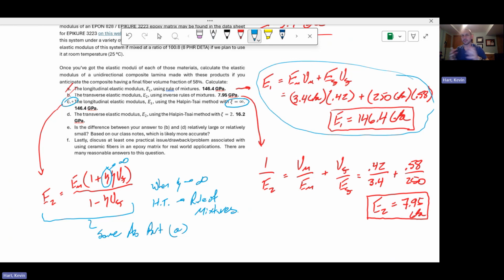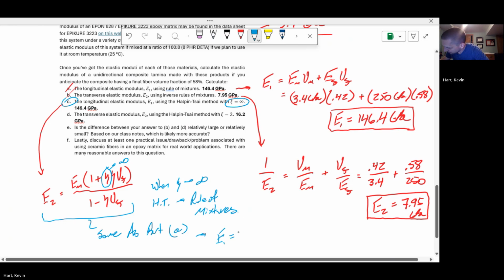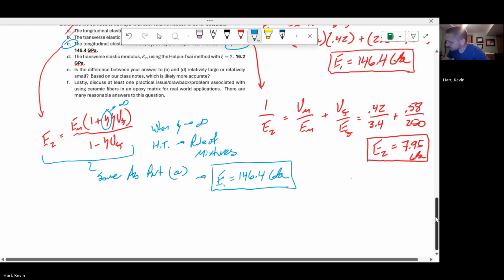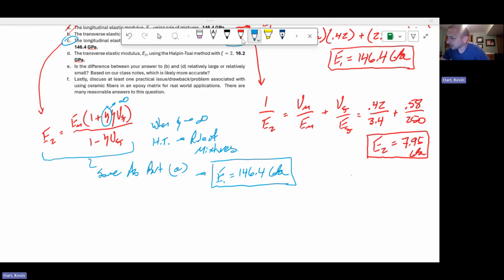So part C of this problem is asking us to use the Halpin-Tsai equation with xi equal infinity. It's the same thing as using rule of mixtures. This is just more understanding theory than anything. So we've already done it. It's the same as part A, and you see the answer here is 146.4 GPa, same as part A. So that is C done. All right, let's look at D.